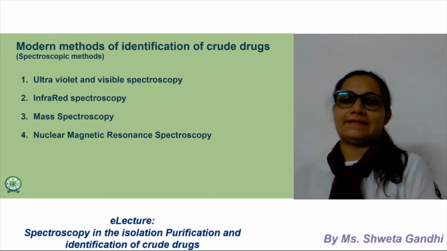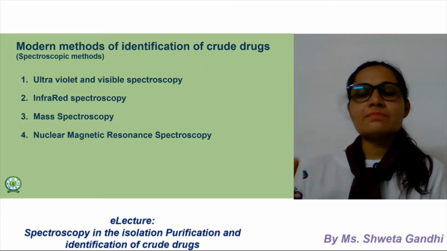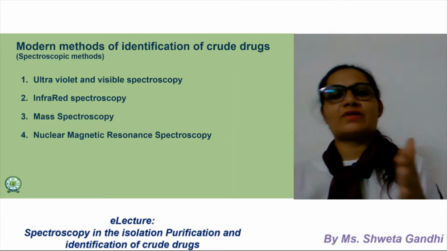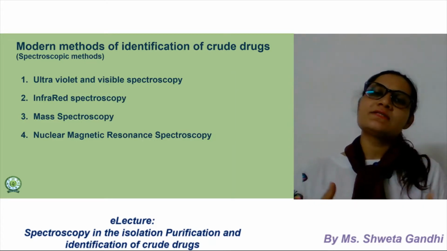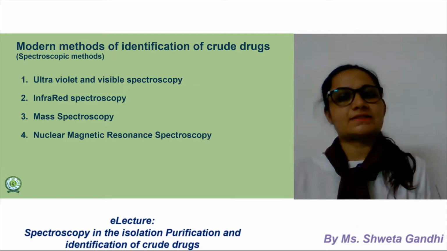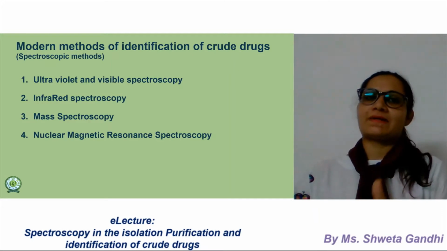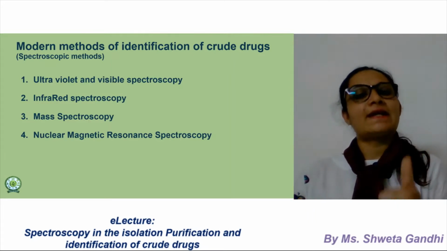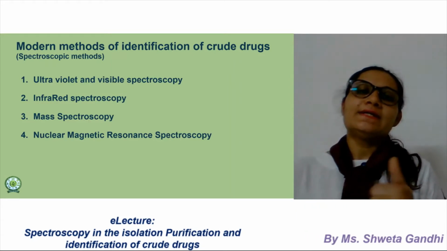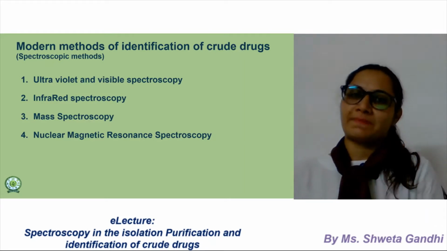Now, the major portion is the modern methods used in the identification of crude drug, or we can say different spectroscopic methods. Here we are discussing four important methods. One is UV spectroscopy, ultraviolet and visible spectroscopy. Next is infrared spectroscopy, IR spectroscopy.